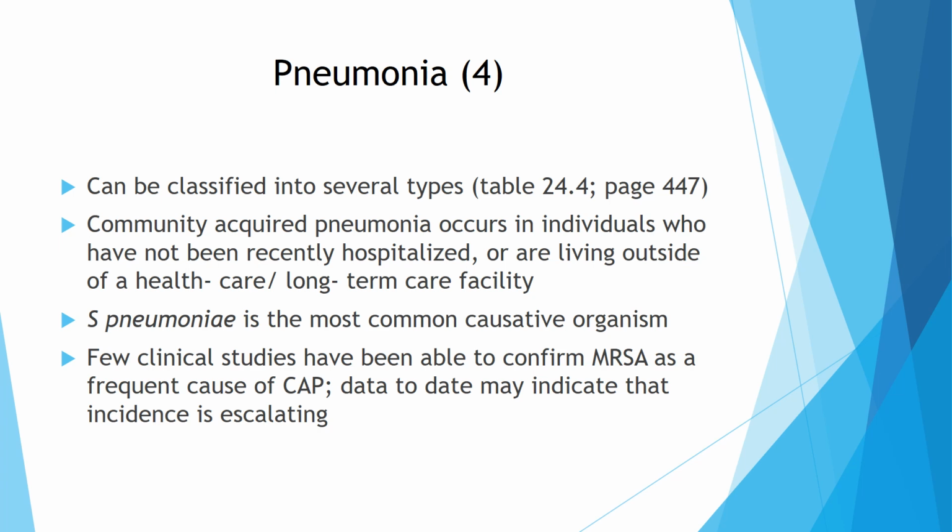Community-acquired pneumonia occurs in individuals who have not been recently hospitalized, or they are living outside of a healthcare or a long-term care facility. They are out in the community. S. pneumoniae is the most common causative organism. Few clinical studies have been able to confirm MRSA as a frequent cause of community-acquired pneumonia, but data to date may indicate that this incidence is escalating, and that is because they feel MRSA is becoming more and more predominant in the community.